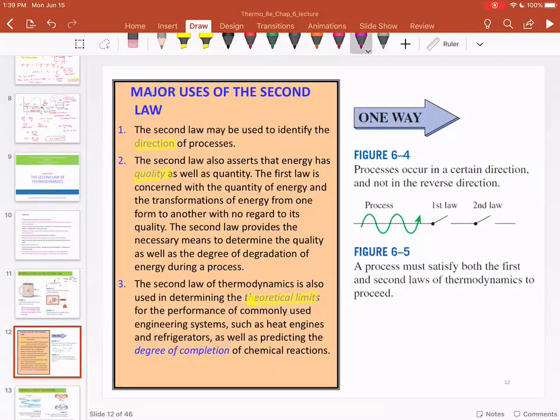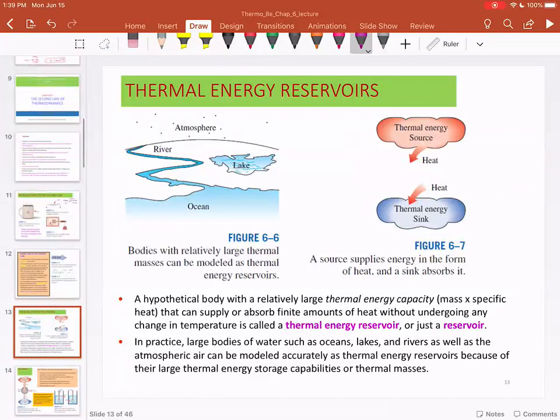Moving on. So here is the concept of reservoir. The concept of reservoir is simple. No matter how much energy is added or removed from this reservoir, that is either source or sink, the temperature does not change. That is the fundamental principle of reservoir.